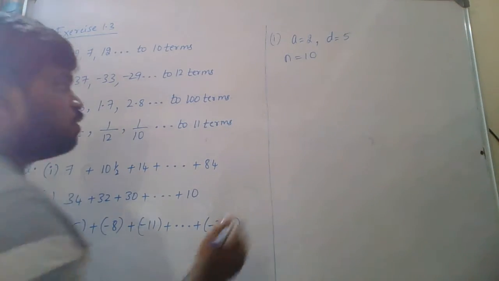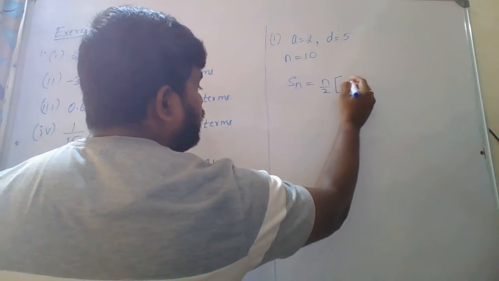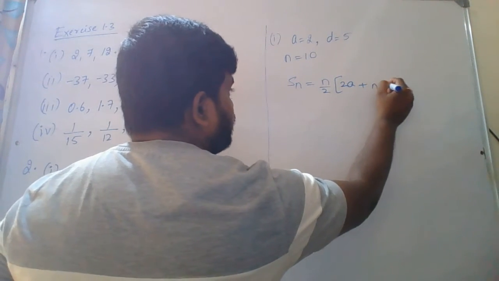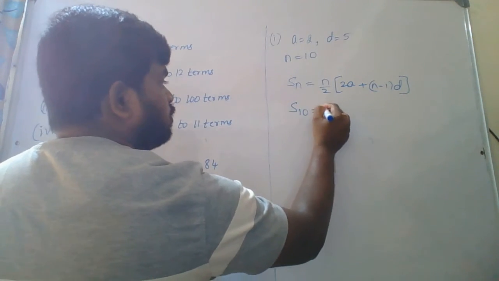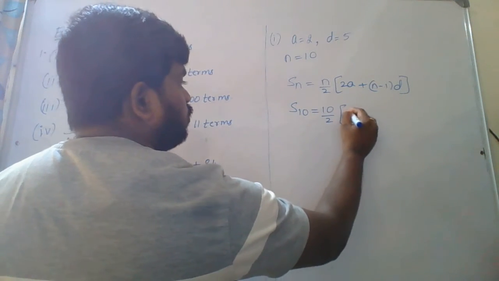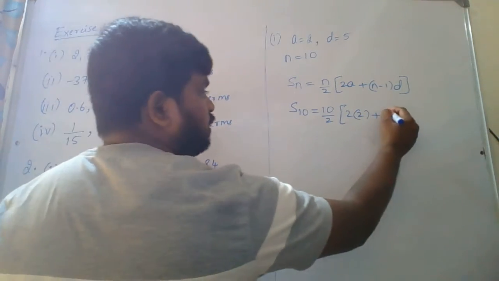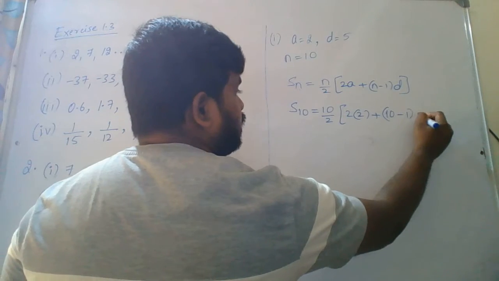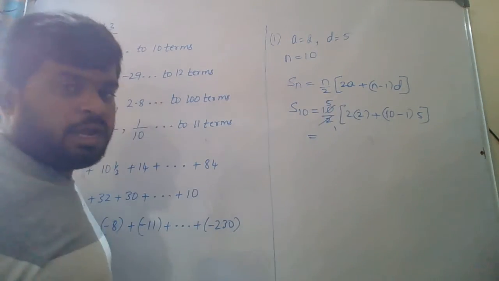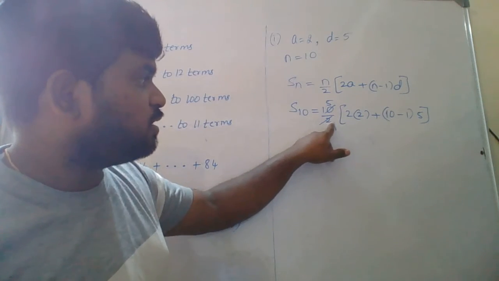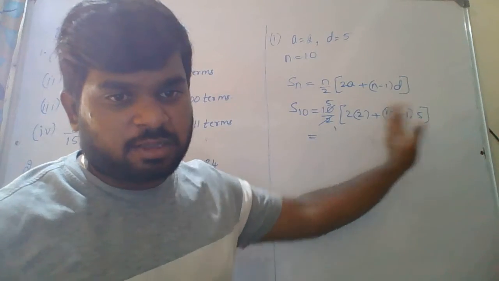Okay. So let's use the formula. Sn formula is n by 2 into 2a plus n minus 1 into d. So here our n is 10. It becomes 10 by 2 into 2, a is 2, plus n is 10, so 10 minus 1, d is 5. So 2 ones are, 2 5s are. And remember one thing, you're not supposed to cancel this 2 and the 2 inside the bracket, because this belongs to the entire thing inside the bracket.